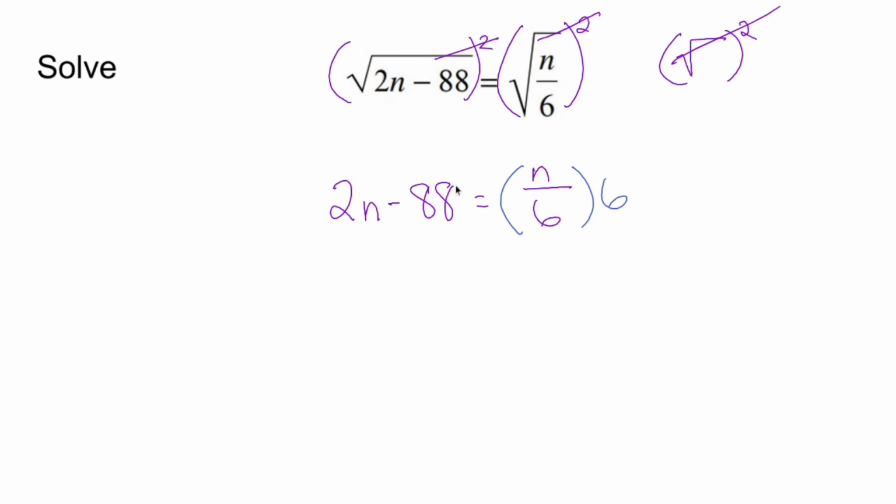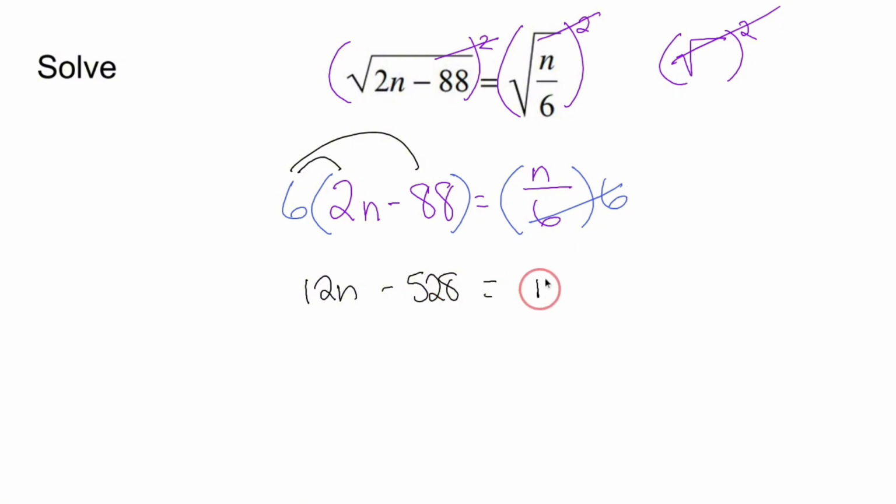What that looks like on the left, if we multiply 6 to both sides and wrap everything in parentheses, is distributive property. So again, in my videos we haven't run into this yet, but it's no big deal. We've done distributive property plenty of times. 6 times 2n is 12n. 6 times -88 is -528. I did that in my head. Now, the 6's cancel out, and you're just left with n.